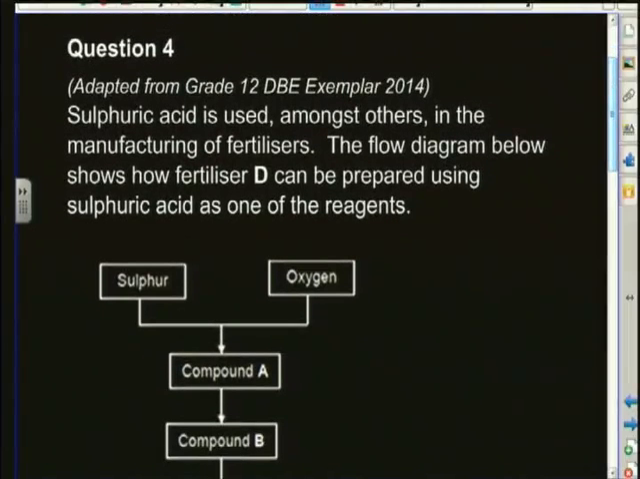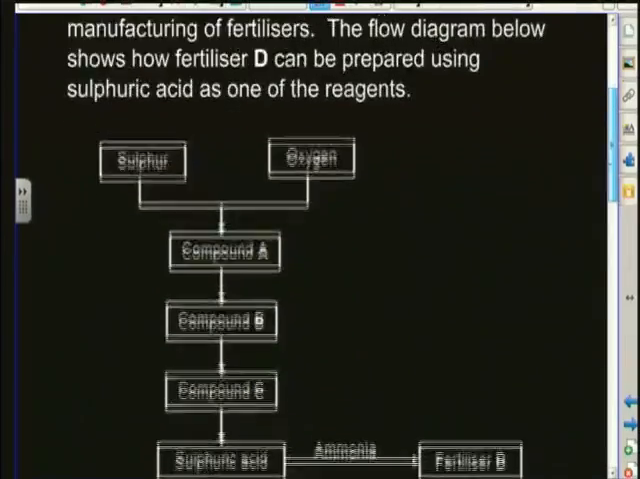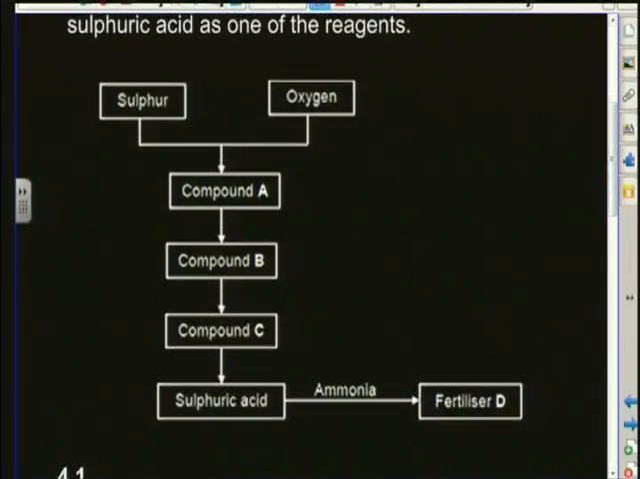Sulfuric acid is used, amongst others, in the manufacturing of fertilizers. Fertilizers, very, very important section. Make sure you know fertilizers well. The flow diagram below shows how fertilizer D can be prepared using sulfuric acid as one of the reagents. So let's look at what we've got. I'm not even going to look at the question, and this is how I would do any question like this, because this is a show on chemical calculations, it is going to be a chemical calculation. If you are reading this question in your exam, you don't know where they're going with it.